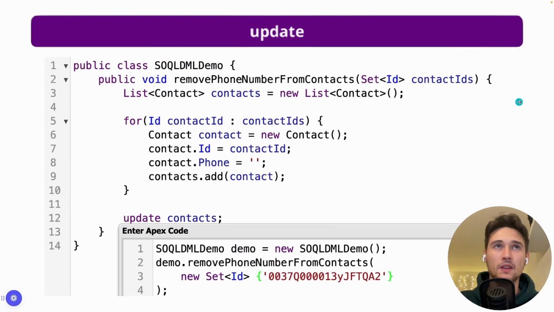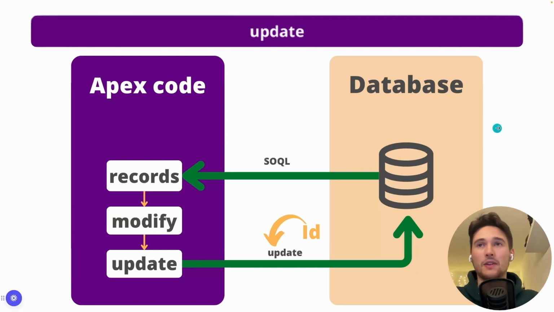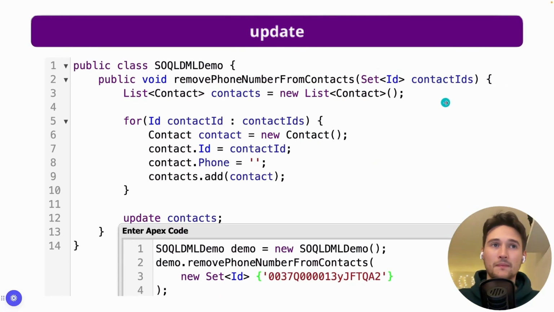Here's an example. Let's say you want to remove the phone number from contacts, and the only thing that you get is the set of IDs. The most obvious solution would be to go and query those contacts so that you can modify them, right? Because if you look at our workflow, we need first to query them and then modify. But the thing is, you don't really need to query them.